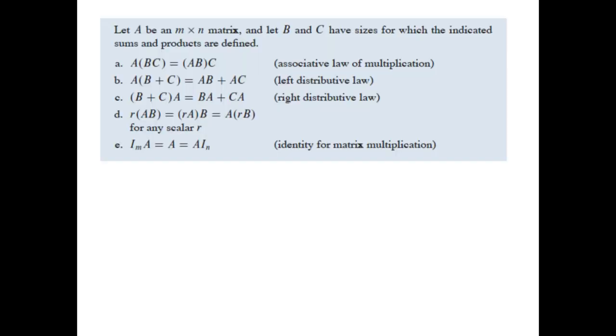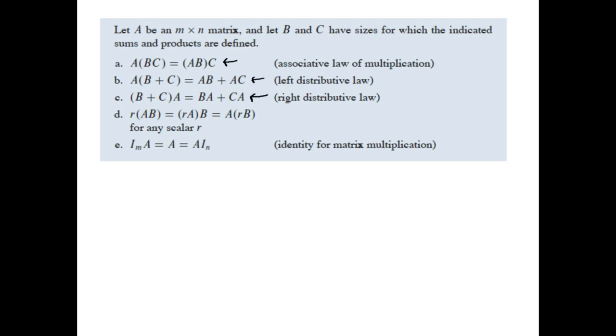Okay, here's some properties of matrix multiplication. The associative law. So again, the associative law says the order doesn't matter as long as you do the product. Of course, this only makes sense if, notice that the statement at the top says A is an m by n matrix. And then B and C just have sizes for which the indicated sums and products are defined, right? Because the size of A and B and C dictate whether an answer is even possible for some of these properties. These are both a distributive property.